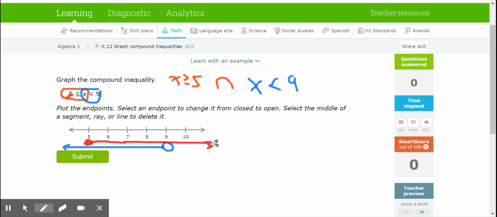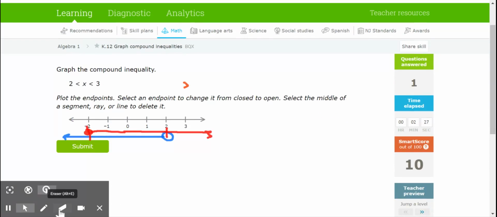In an and statement, they must overlap. So here we're overlapping from the 5 to the 9, but not including the 9. So what we're going to do here is graph from the 5 to the 9 and open circle the 9. The way it's written here, any value between 5 and 9, including 5 but not including 9, is going to be on that graph. And this is a conjunction, or connected overlapping graph.